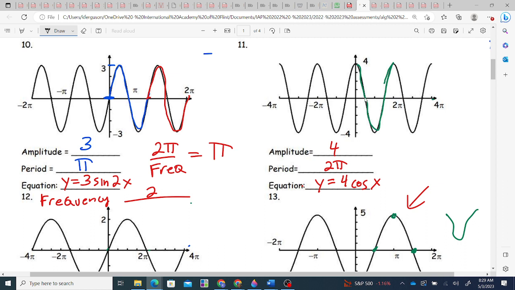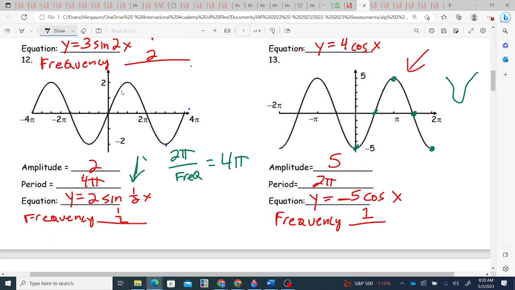I do the same thing over here. In this case, from the midline to the highest point of my graph is 4, so my amplitude is 4. The period, as I can see from this picture, is 2 pi. One complete cycle from 0 to 2 pi happens. So that means the frequency is 1. So here's my equation. y equals 4, the amplitude, times cosine. The frequency is 1, so 1 times x.